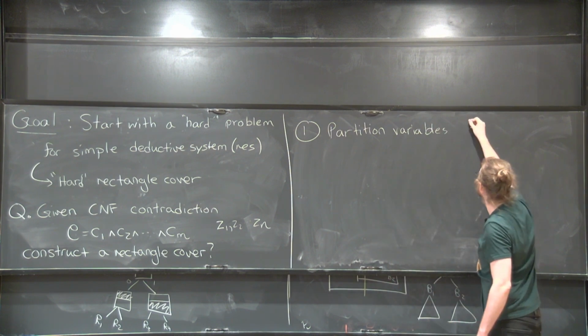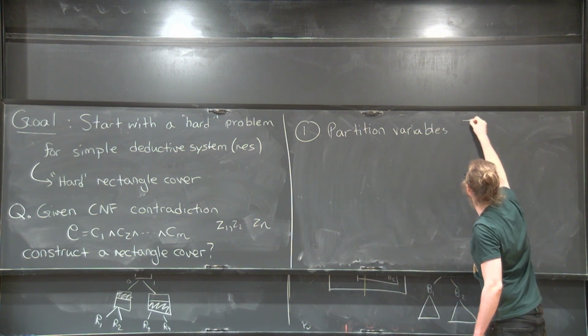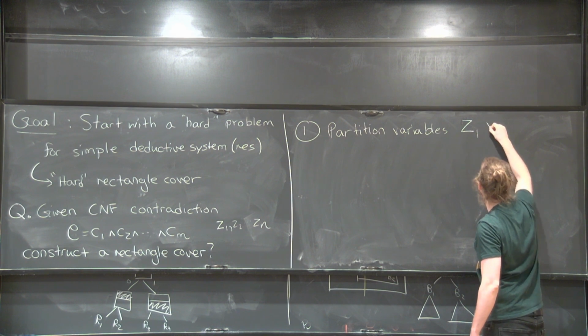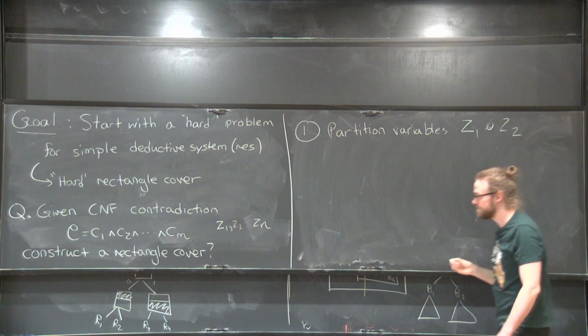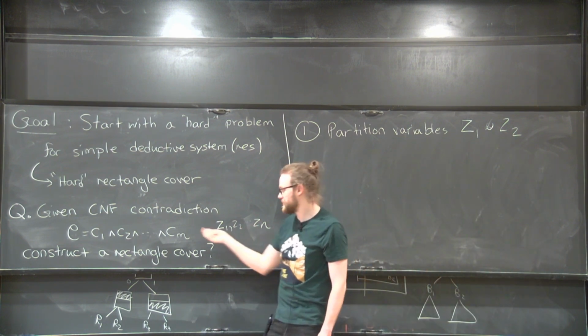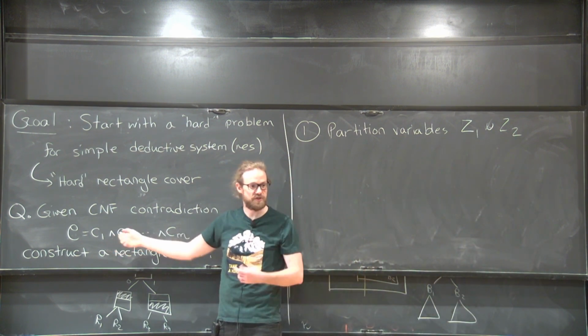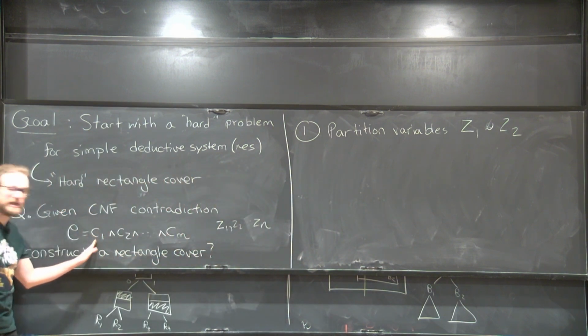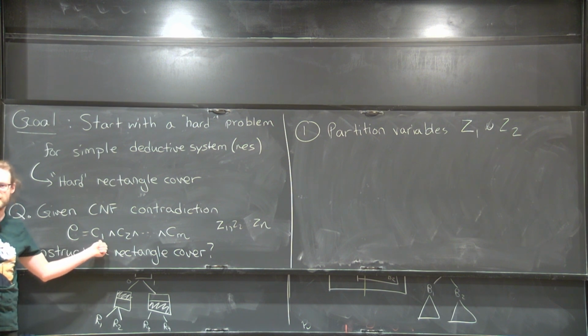Okay, so into, say, Z1 cross union Z2. So you could take the variables of this and partition it into two sets. This will induce a partition on every clause, right? Every clause will now get split in half. And it's easy to see that the set of assignments which falsifies one of these clauses is a rectangle, right?